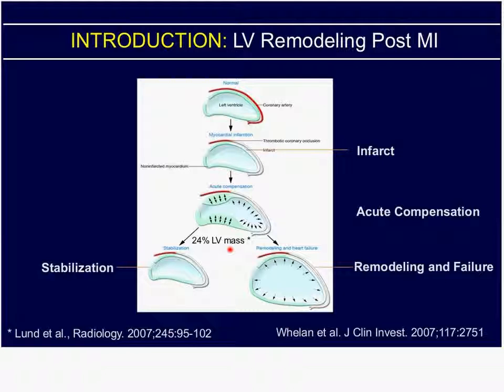So if infarct is less than 24% of LV mass, you're likely to stabilize. Whereas if your infarct is much larger, the additional wall stress that is imposed upon the rest of the heart, particularly the LV, is predisposing you to LV remodeling and ultimately failure. So it's this balance that we're looking at in the study, with the hypothesis that we can move that balance point with gene therapy.